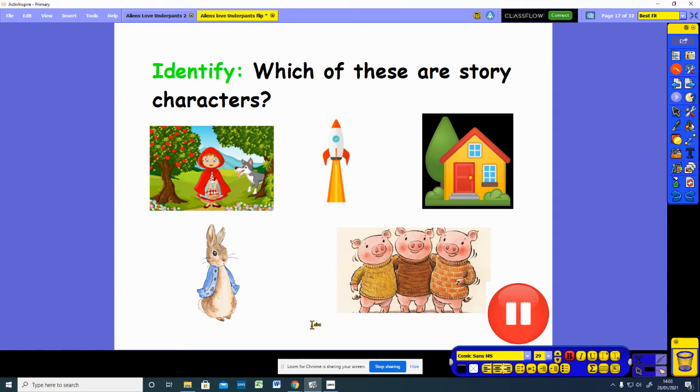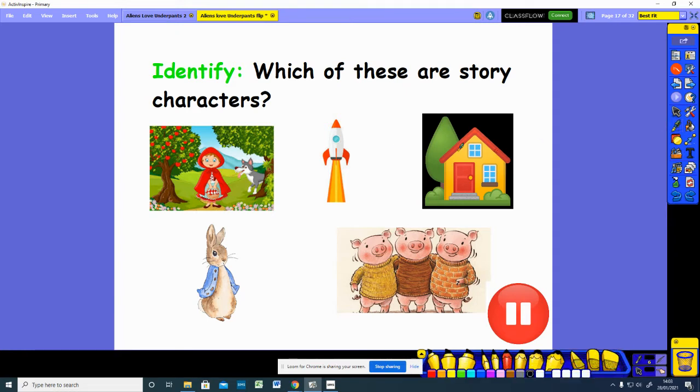Okay, let's see if you were right. In the first picture, we've got a picture of Little Red Riding Hood and the Big Bad Wolf. Are they story characters? Yes, they are. Red Riding Hood is a person. The Big Bad Wolf is an animal. In the story, Little Red Riding Hood.